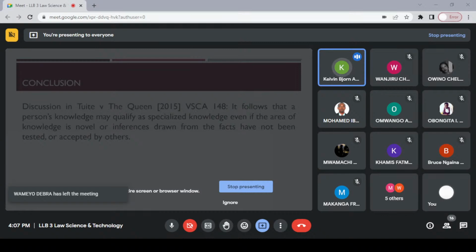I will also add to that. Thank you, Bosco. Thank you, Ibrahim, for that question. It's actually a good question and is leading to what I wanted to add. If you go through that decision, there's a proviso to what is on this slide, which is why I asked for it to stay up: a person's knowledge may qualify as specialized knowledge, even if the area of knowledge is novel or inferences drawn from the facts have not been tested or accepted by others. There was a proviso to that.